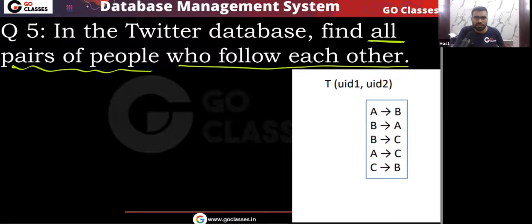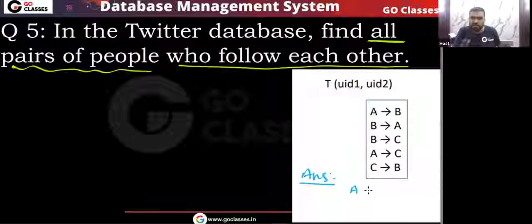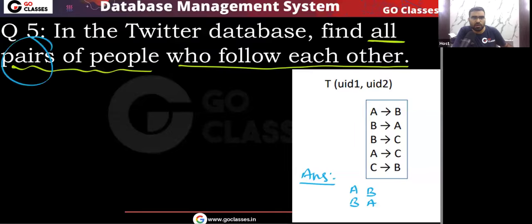Okay, who follow each other. Then tell me what answer I am looking for. I am looking for this type of answer where, like AB, yes or no? I am looking for where A is following B and B is following A. For example, AB, BA. Okay, both are fine. I want pairs of people who follow each other, like AB, BA.